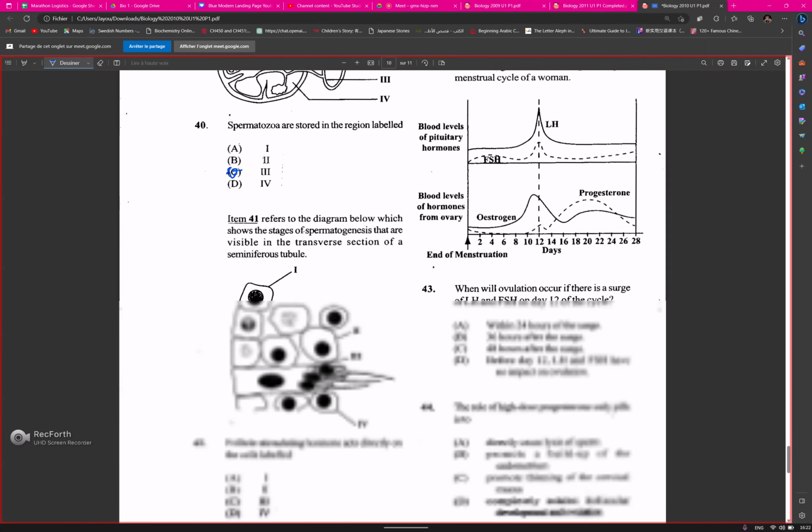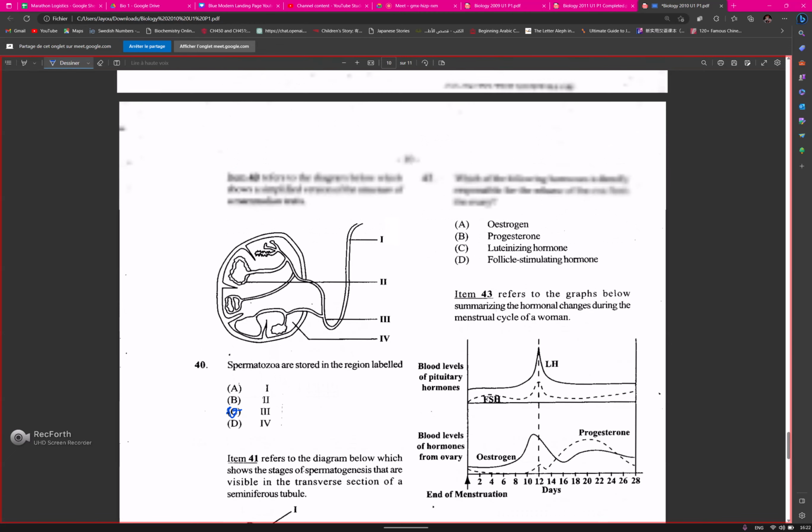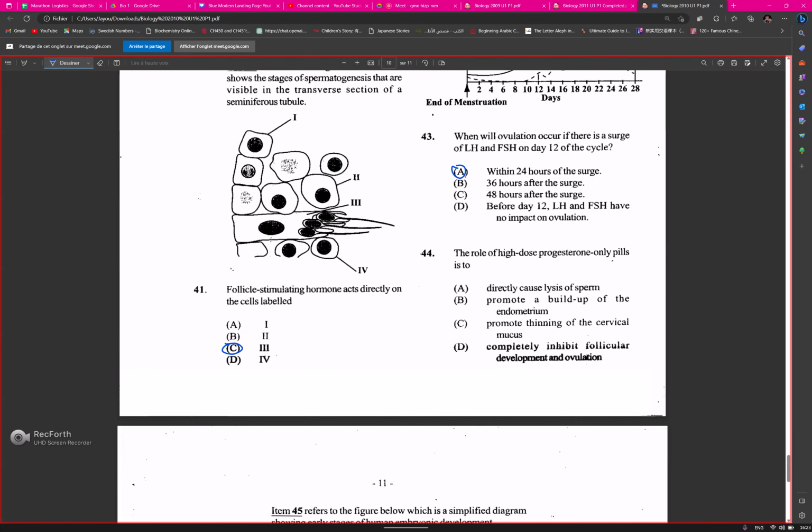Right, going up now. Let's see what's happening for 41. Hormone responsible for the release of the ova. This would be luteinizing hormone, and here we'll have within 24 hours of the surge. 44. The role of the high dose progesterone-only pills is to, what does progesterone do?